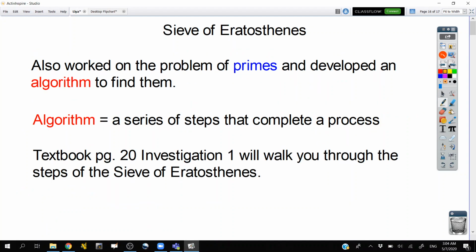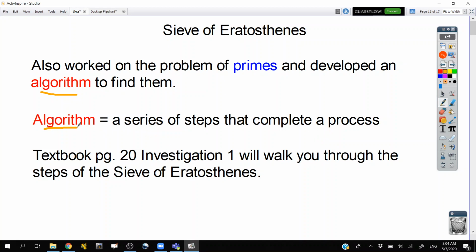But here's where I really want to get at with primes. He worked on the problem of primes, and he developed an algorithm that will find all of the primes. An algorithm is a series of steps that complete a process. You could write an algorithm for brushing your teeth, and it would say things like, step 1, pick up the toothbrush. Step 2, put toothpaste on the toothbrush. Step 3, brush the toothpaste against all of your teeth vigorously for 30 seconds or whatever. I guess 30 seconds is short. I think you brush your teeth for 2 minutes.